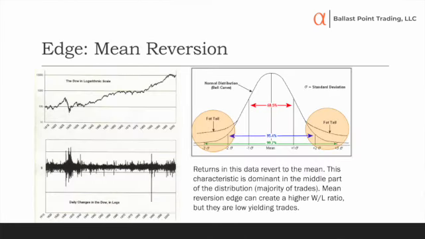Now, in trading, there's only 2 ways to create edge. There's thousands of variations on these 2 themes, but there's only 2 real base themes. And those 2 themes are mean reversion and trend following or momentum trading. All right, so let's get mean reversion first.